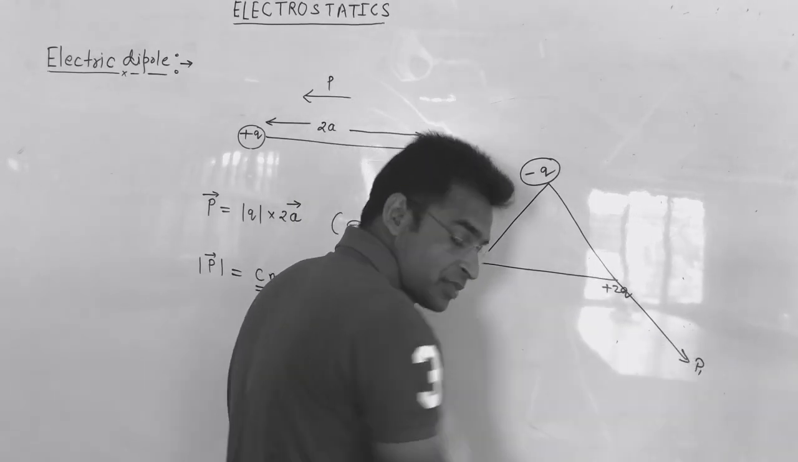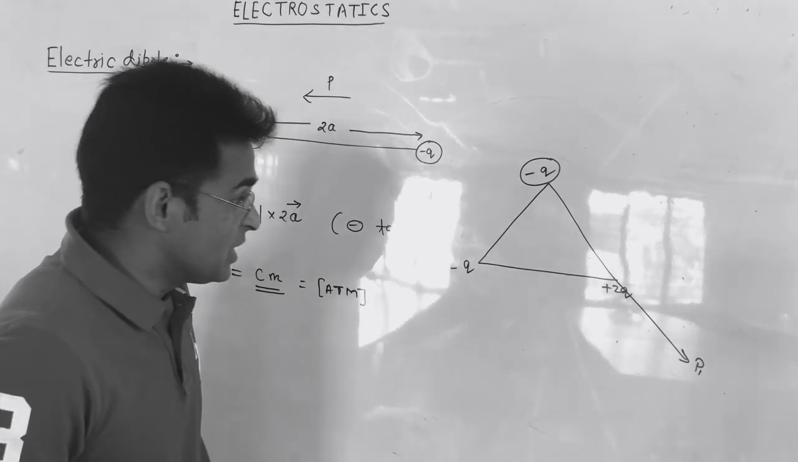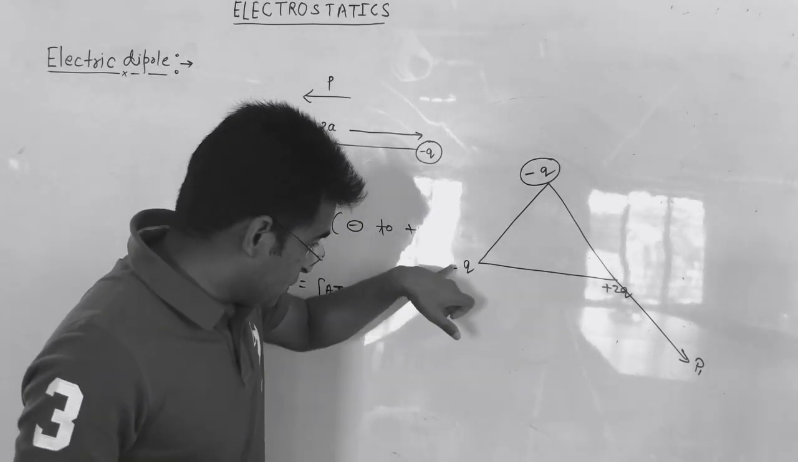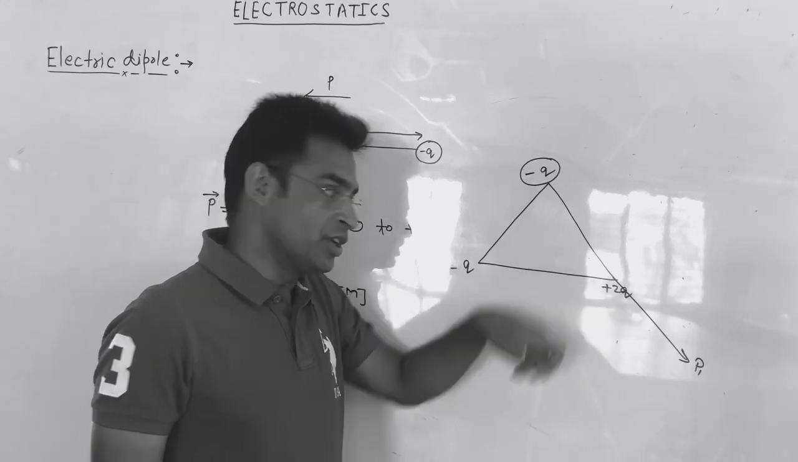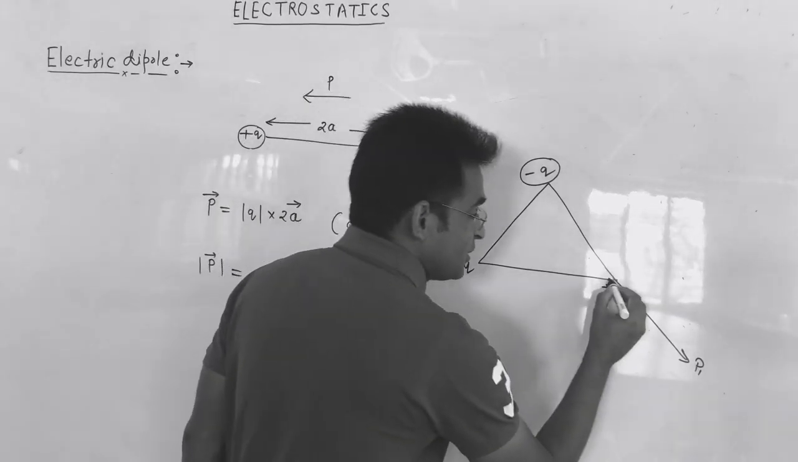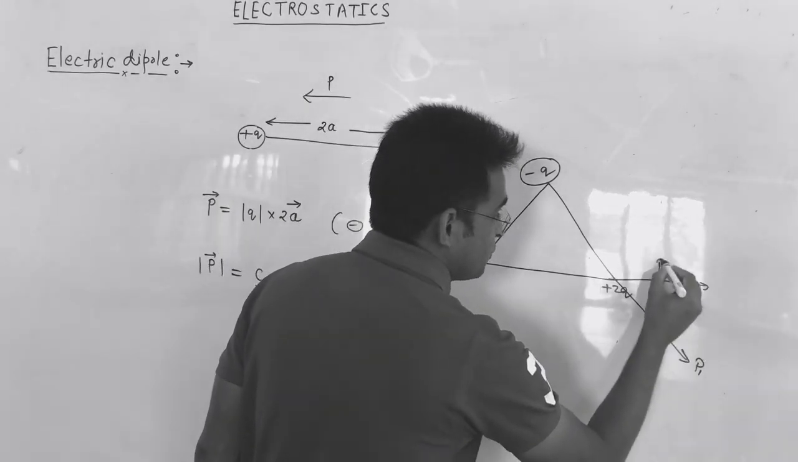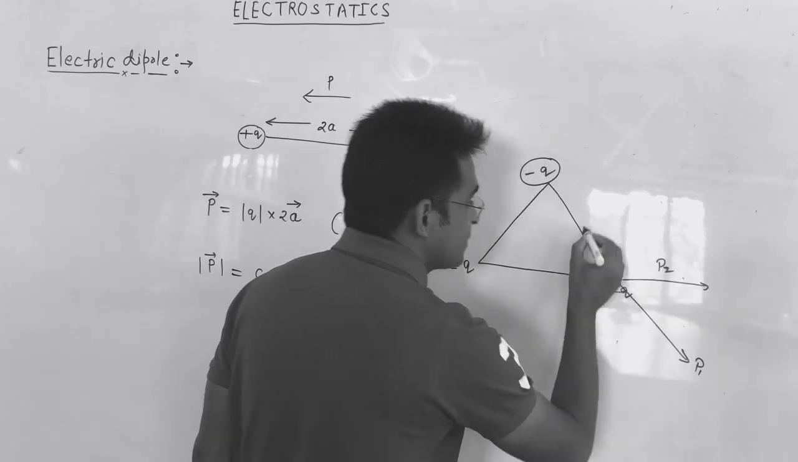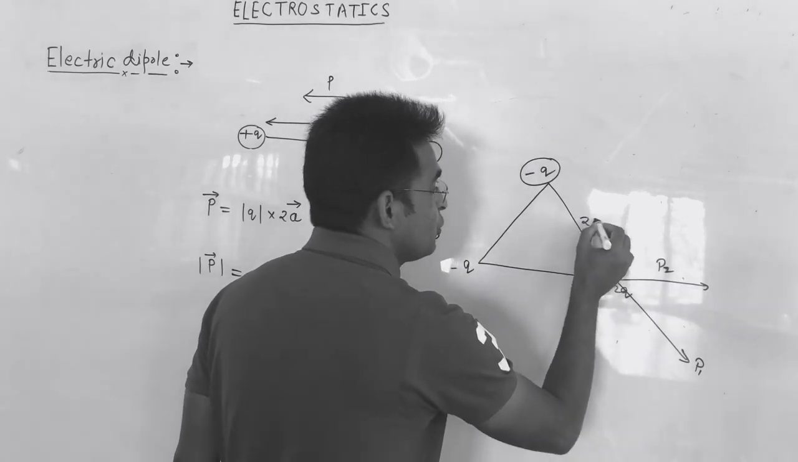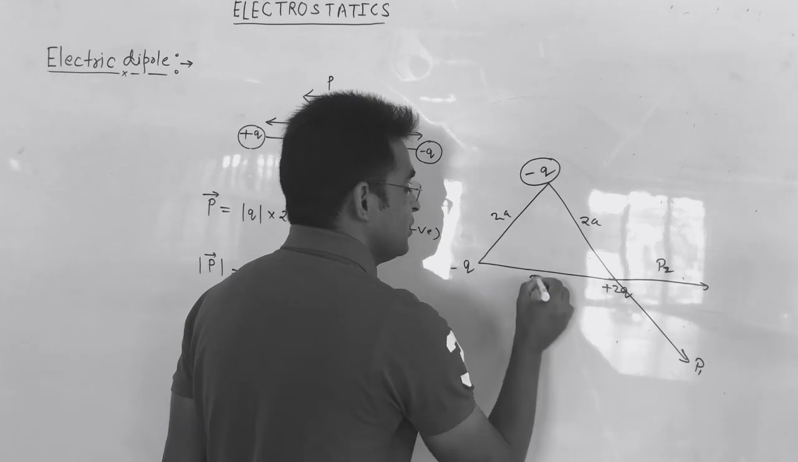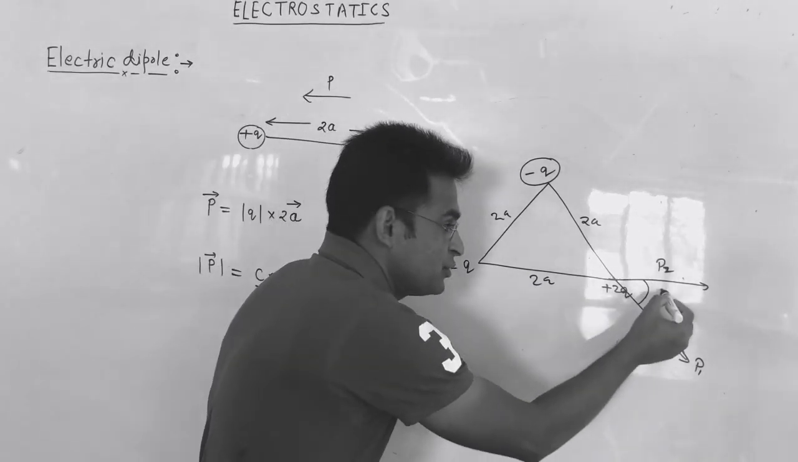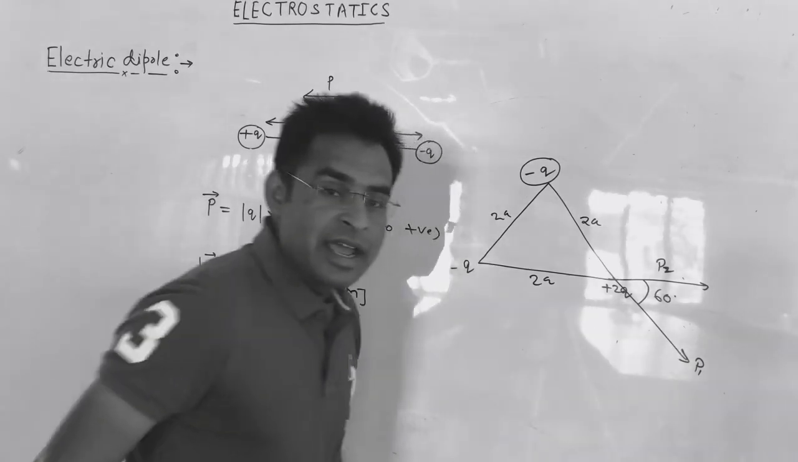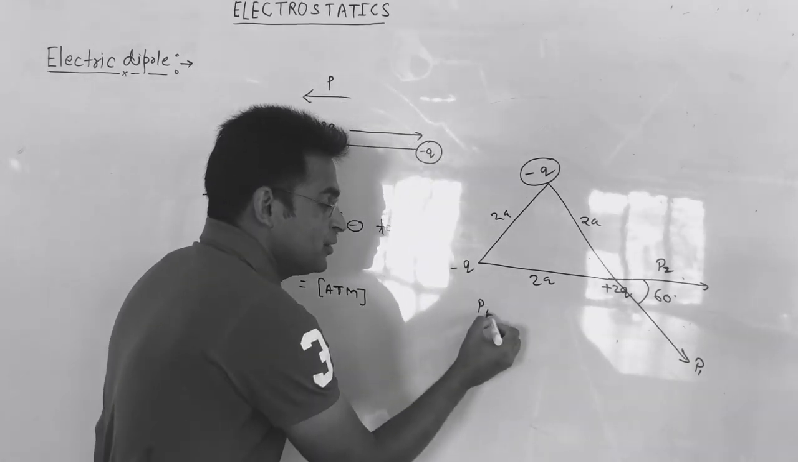And what will be the direction of the dipole moment due to this minus q and the remaining plus q of that 2q? It will be minus to plus, like this. So that is P2. And the distance between these two I am taking as 2a. So this distance is also 2a, this one also 2a. Now what's the angle between P1 and P2? 60 degrees. And P1 is equal to P2.